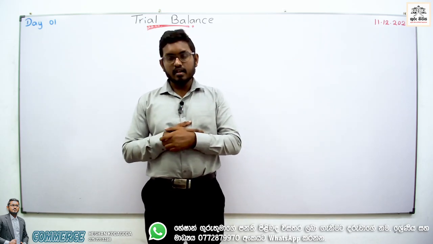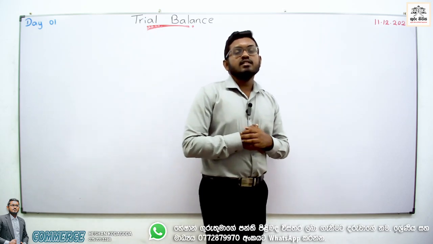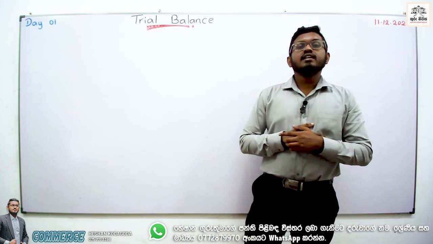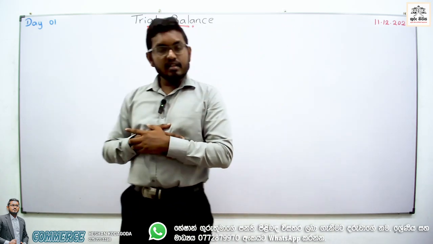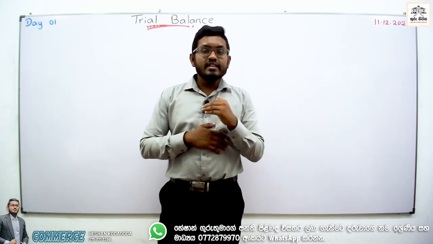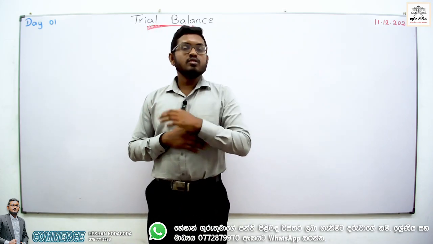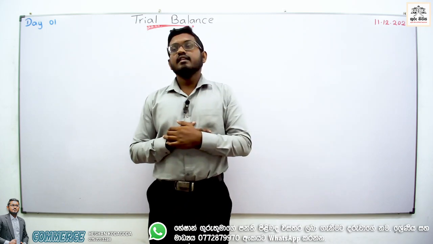Is it clear? Right? So other than that, issuing checks to the creditors or any other third party. So what is the double entry? Bank account credit, relevant account debit.